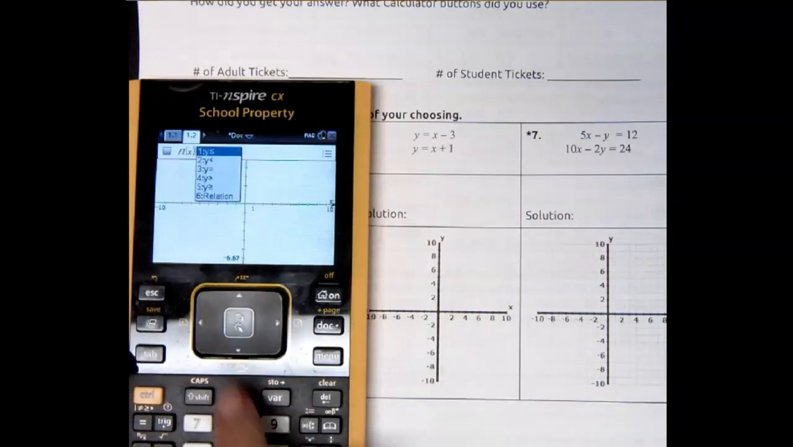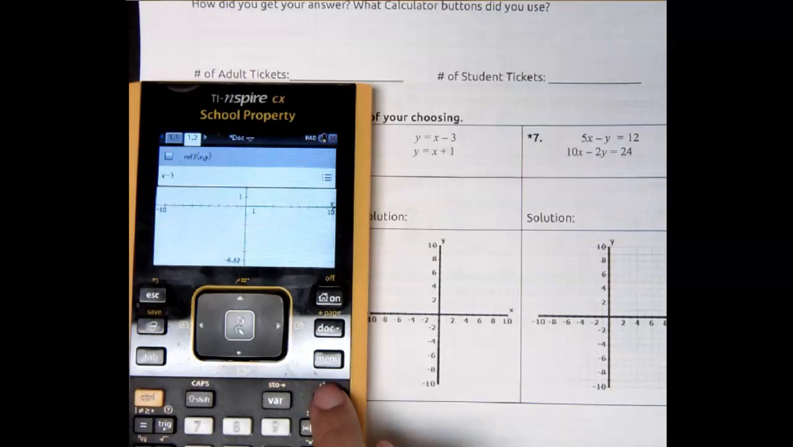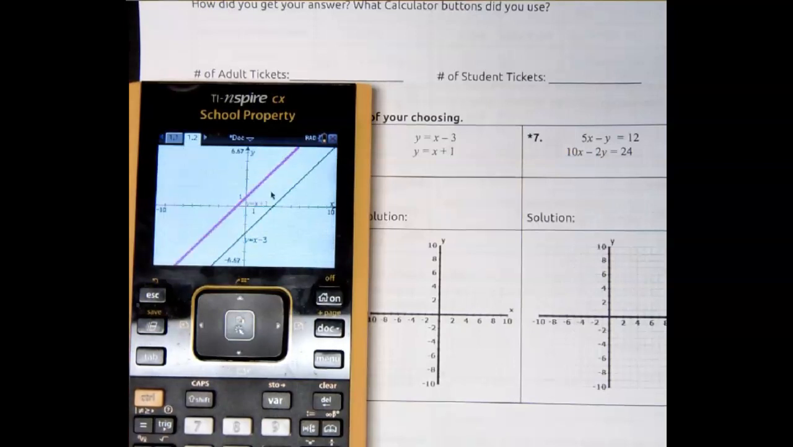Delete. Relation. Y equals x minus 3. Tab. Y equals x plus 1. What kind of lines are those? Parallel. So what does that mean? What has to happen in order to have a solution?